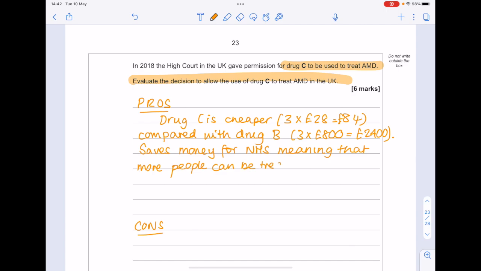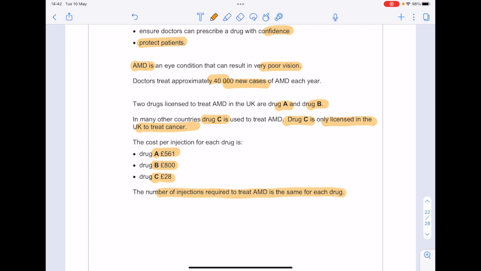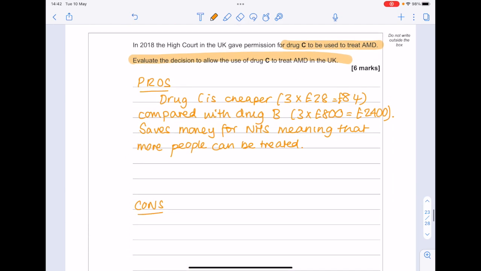What about how good it is as a drug? Well, it says that in other countries they've been successfully using drug C, so it means that it's likely to be effective at treating AMD.